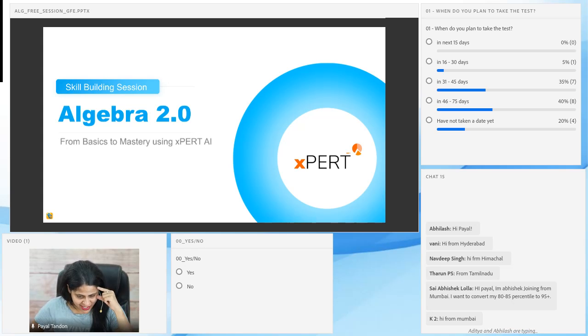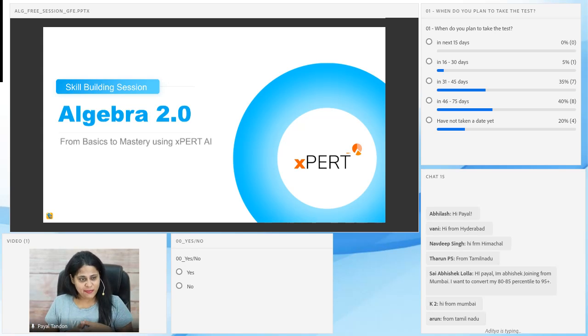Okay. I want to convert my 80 to 85 percentile to 95 percentile. Good, very specific here. Very nice. I really like that specificity as to where you are at and where you want to get to. Having those metrics is very important. So next thing for you, Abhishek, is you have to understand what that 80 to 85 percentile is in terms of accuracy in hard questions, and how that 95th percentile translates into accuracy in hard questions, because that's the metric that you will need to track. So really good. All right.